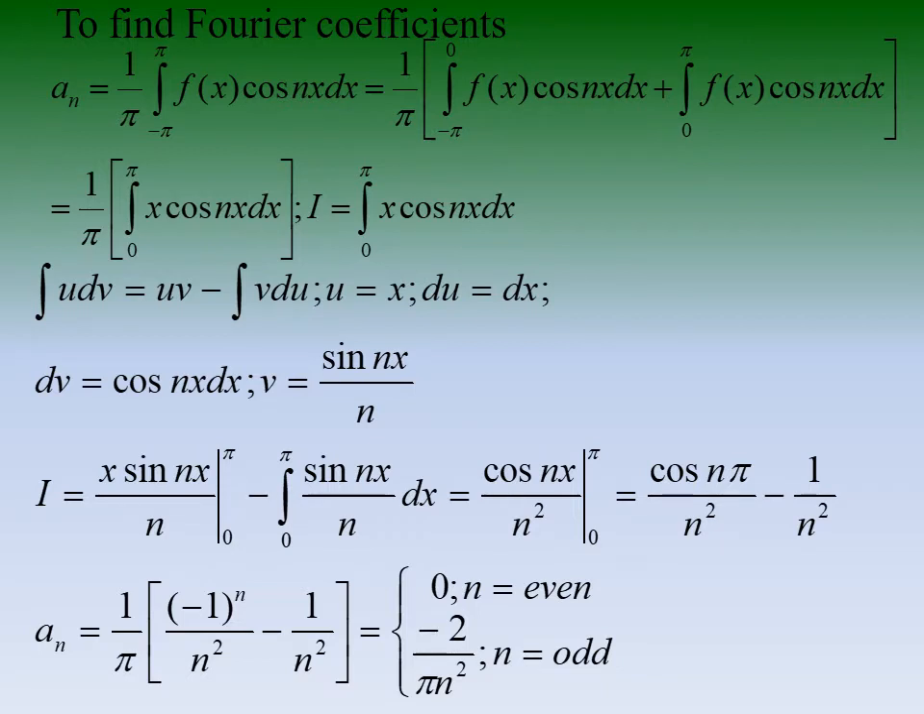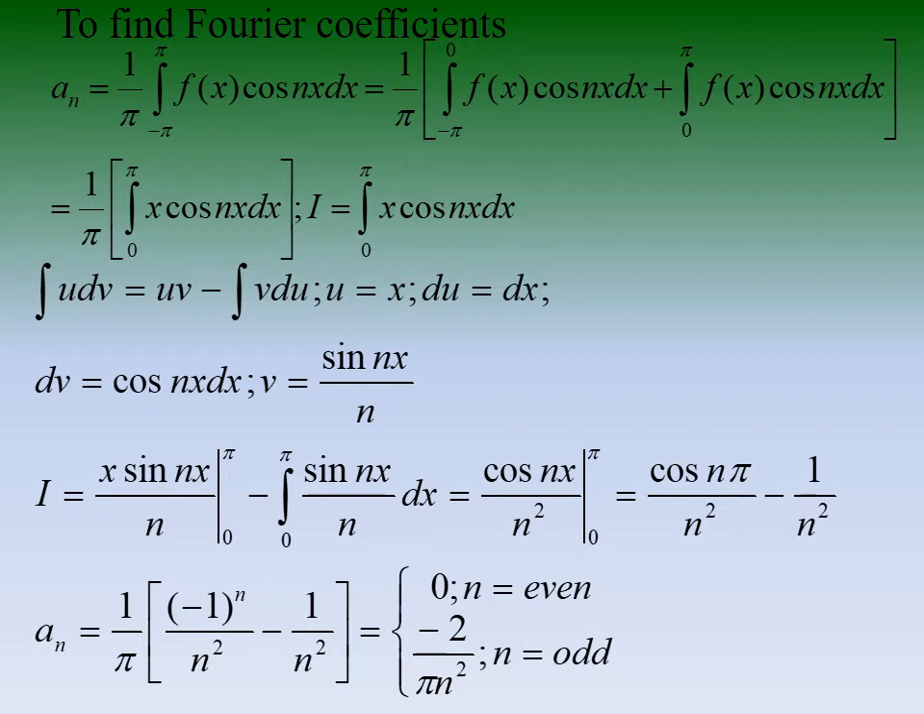So this is of the form integral u dv. Integral u dv is equal to uv minus integral v du. Here I have taken u is equal to x and du is equal to dx. If you take dv is equal to cos nx dx, v is equal to sin nx by n. So I is equal to x sin nx by n, substituting the limit 0 to pi, minus integral from 0 to pi sin nx by n dx. If you substitute the limit 0 to pi, this value is equal to 0.